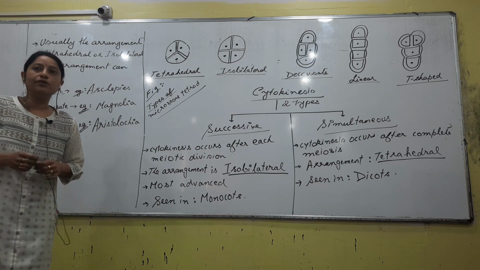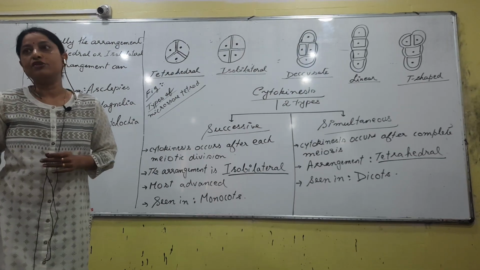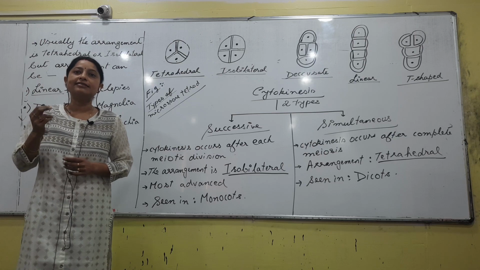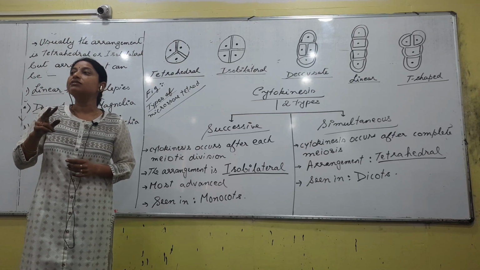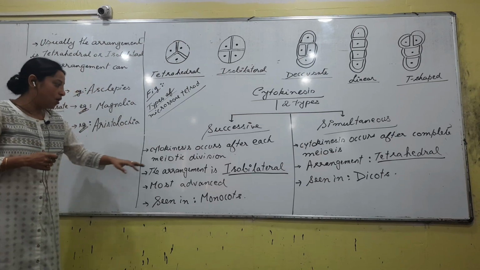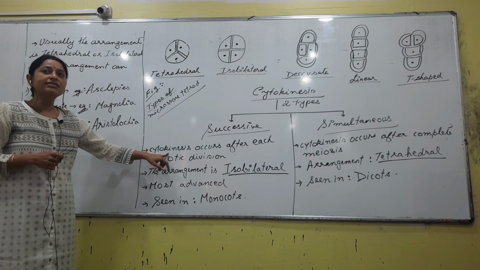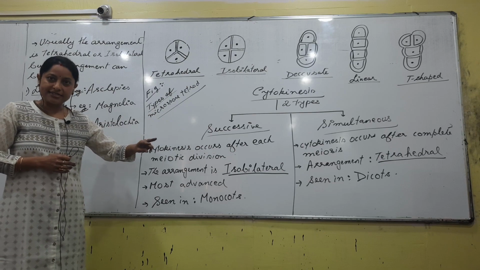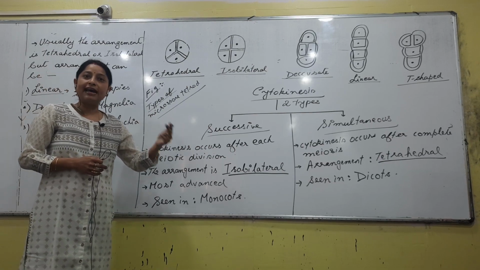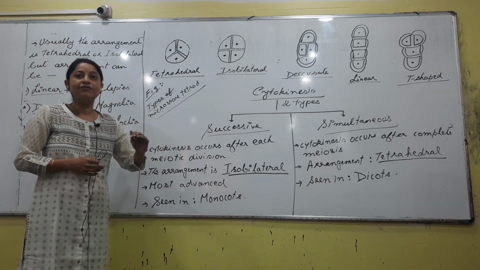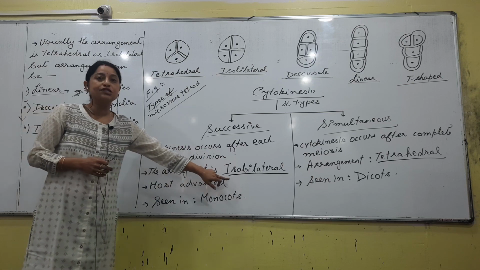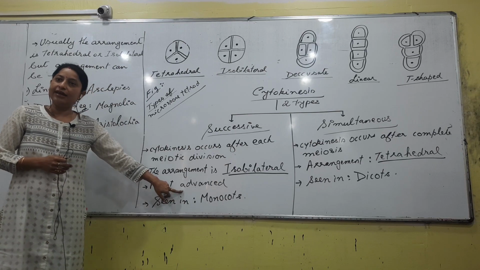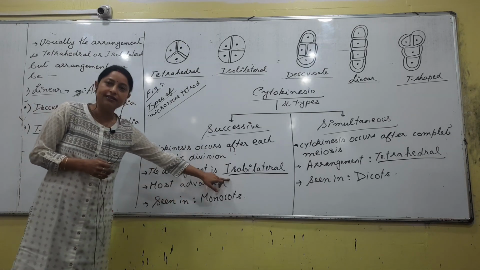Whenever we are talking about meiosis, we understand that one cell will obviously produce 4 cells, but production of 4 cells may involve 2 cytokinesis or one cytokinesis. If meiosis 1 is completed, after meiosis 1 what occurs is cytokinesis 1, then meiosis 2, and after meiosis 2 cytokinesis 2. If this is the process, then that type of arrangement would be called isobilateral, and this is supposed to be the most advanced.